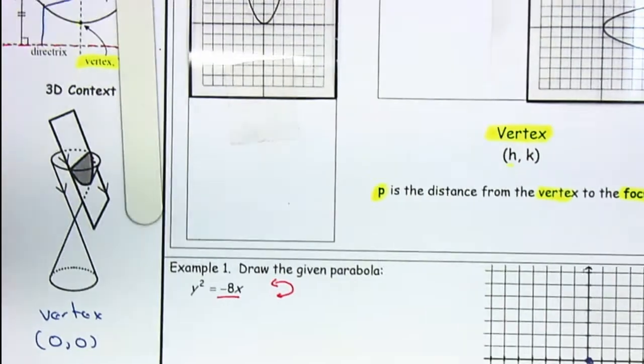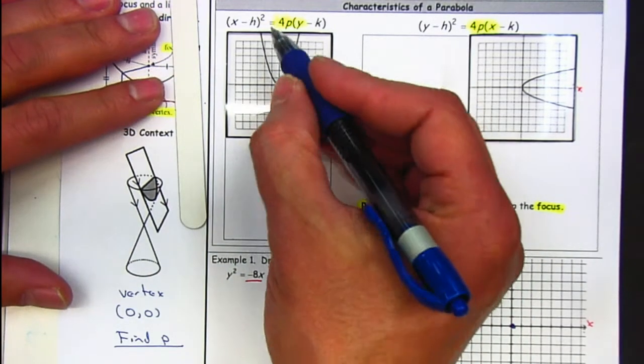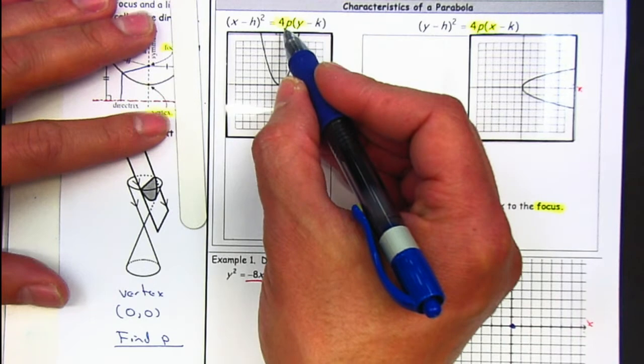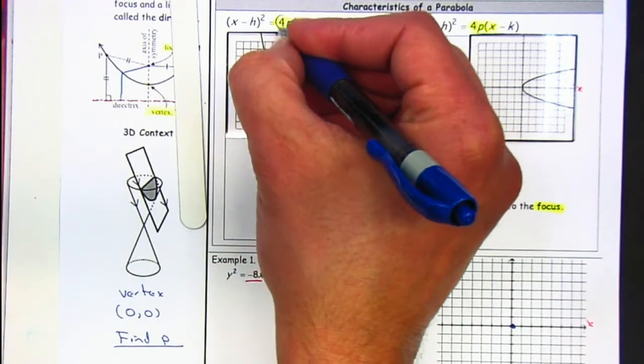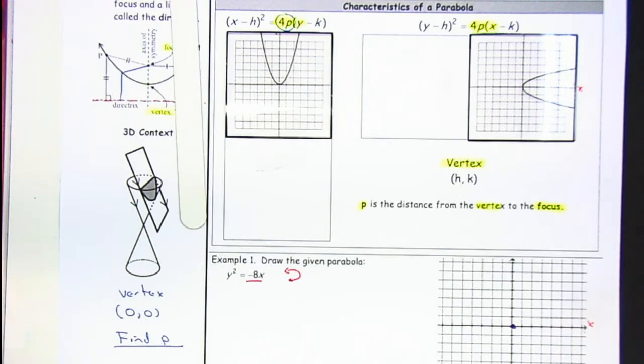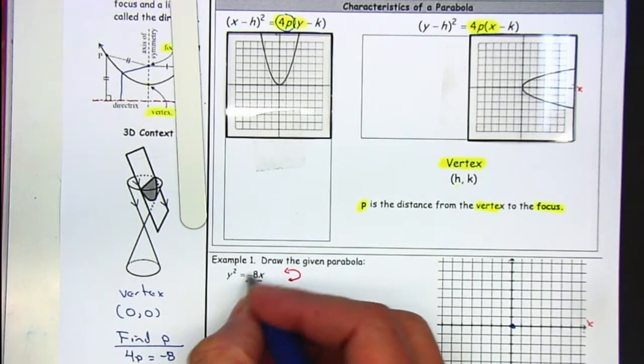Because the formula has 4P, we know that negative 8 has to be the value of 4P. So you're always going to set up 4P equal to this number. 4P is equal to negative 8. It's always 4P equal to this number.